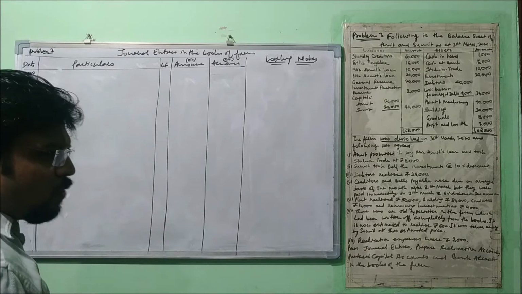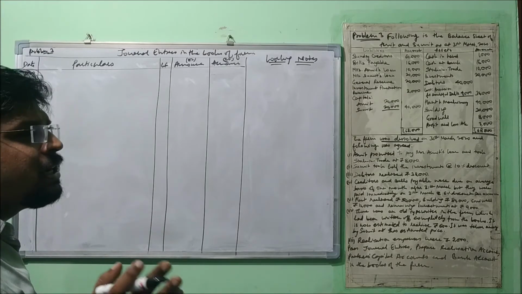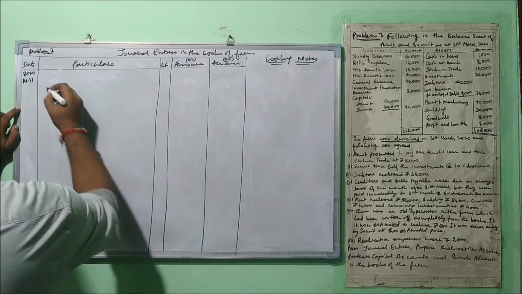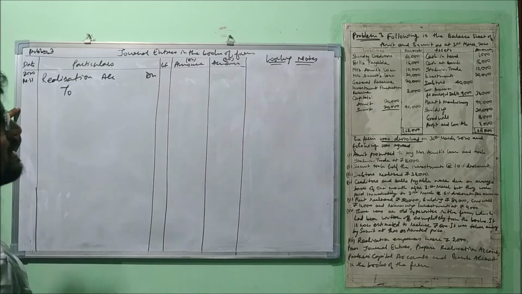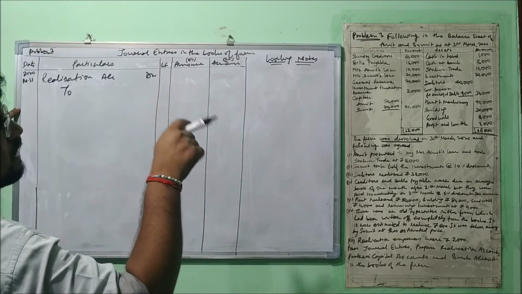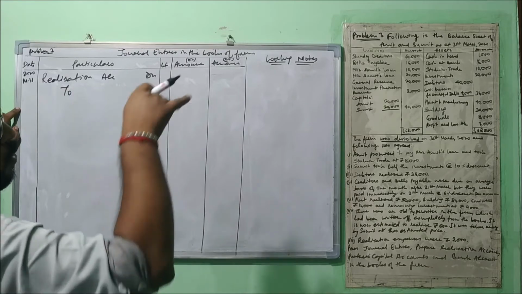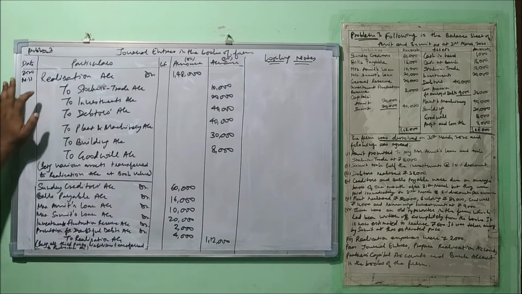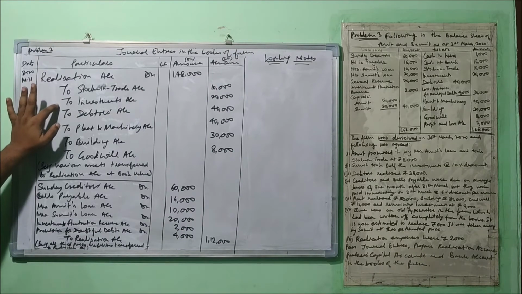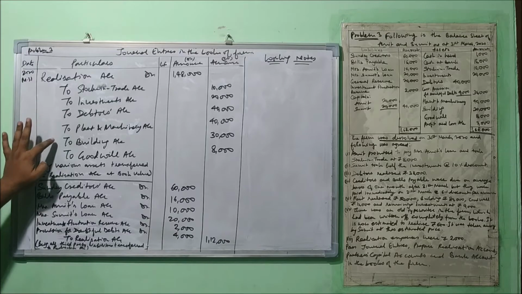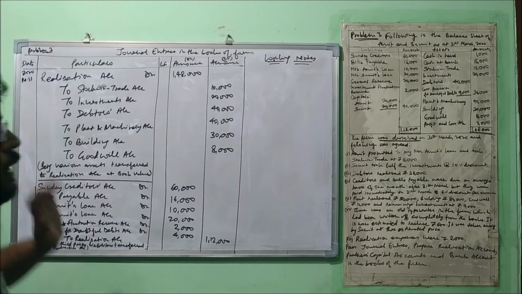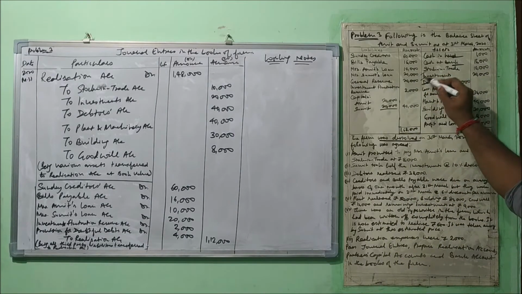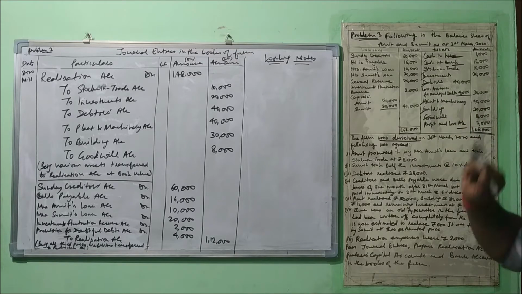You know very well what entry is passed: when assets are created, these are debited, and when the assets are dissolved, these are credited. So realization account will be debited to various assets. Leaving cash in hand, cash at bank, and profit and loss account, all the assets will come here at their gross values. Realization account debit to stock in trade, to investment, to debtors, to plant and machinery, to building, to goodwill. All the assets have been transferred to realization account.